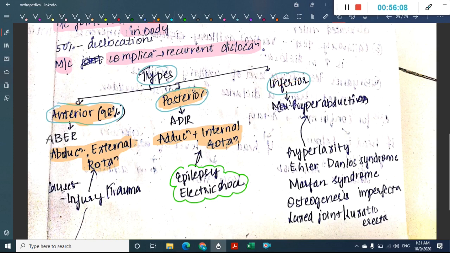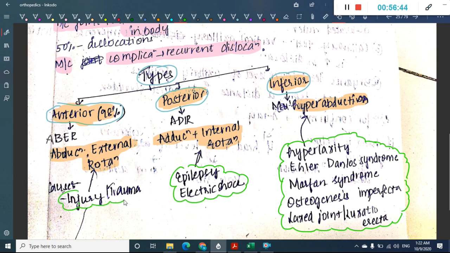In inferior dislocation, what do you see? We see hyperabduction. So what are the causes of this inferior dislocation? They are hyperlaxity, Ehlers-Danlos syndrome, Marfan syndrome, osteogenesis imperfecta, lax joint, or luxatio erecta. So these are the different types of shoulder dislocation and their causes.